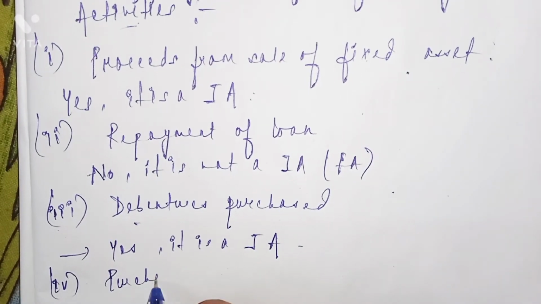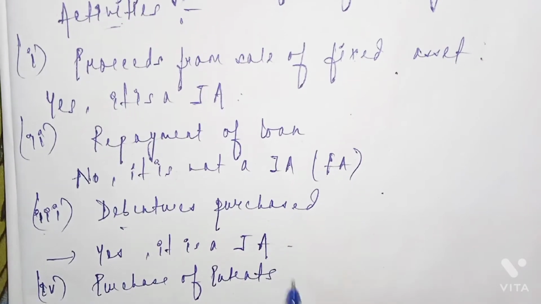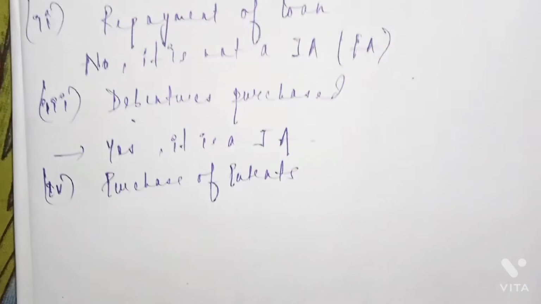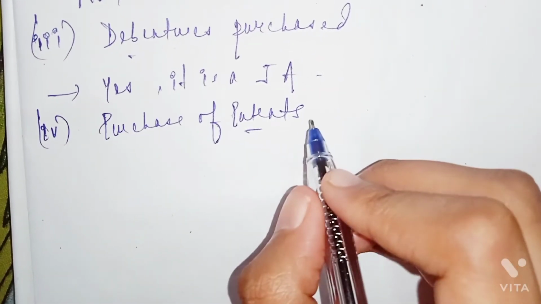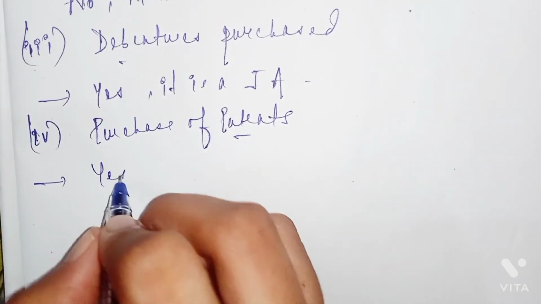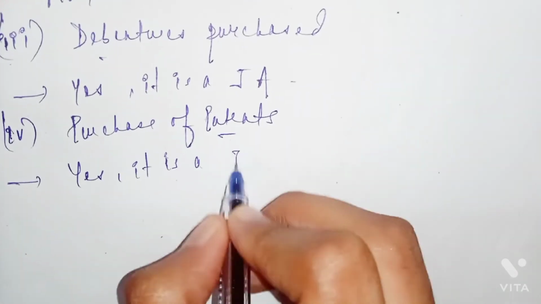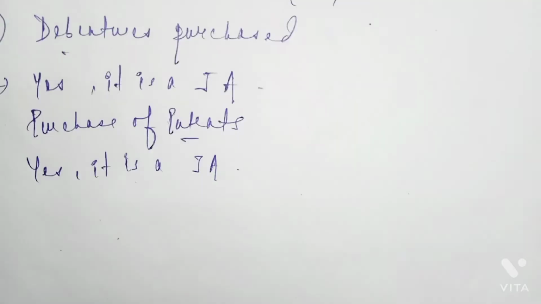Purchase of patents. Here the patents are also a fixed asset. So the patents are fixed assets but intangible assets, so they are also included in investing activity. So yes, it is an investing activity, not a financing or an operating activity. So I am done with my sum number 2.